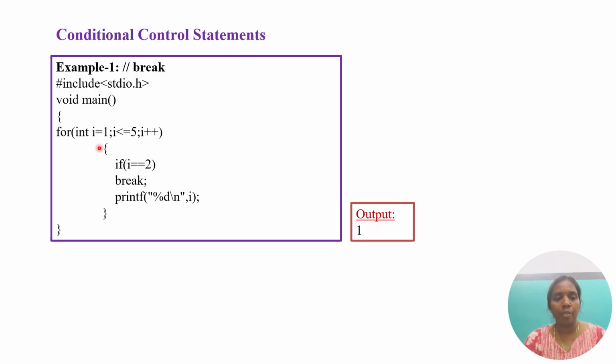For int i equal to 1, and inside that we have an if statement: if i equal to 2, break. So in the loop, when you reach 2, the loop terminates and you cannot see any of the remaining values greater than 1.